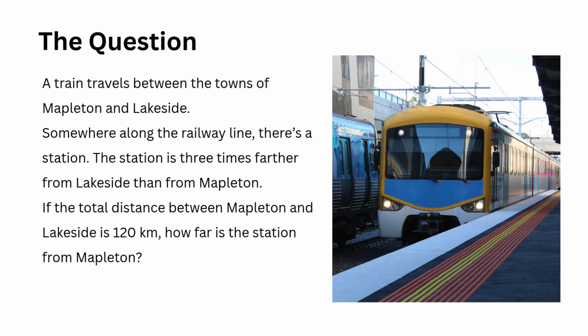Okay, so now let's look at the first problem that involves finding a distance between two certain points using algebra and equations. So a train travels between the towns of Mapleton and Lakeside. Somewhere along the railway line there's a station, and the station is 3 times farther from Lakeside than from Mapleton. If the total distance between Mapleton and Lakeside is 120 kilometers, how far is the station from Mapleton?